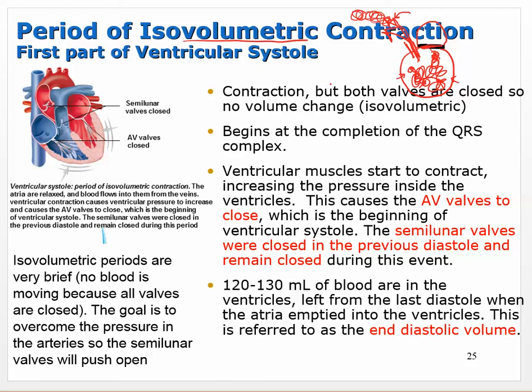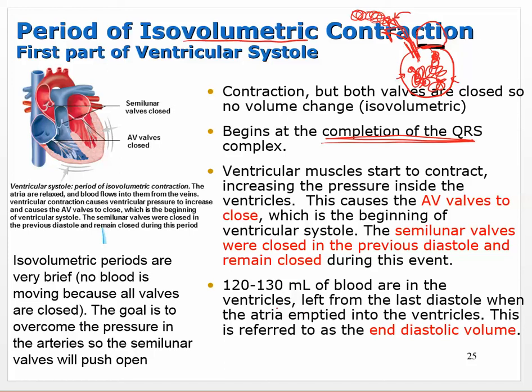Okay, so contraction, both valves are closed, so no volume change, begins at the completion of the QRS complex. Well, the QRS complex is depolarization of the ventricles, which leads to ventricular contraction, so yeah, that makes sense. Ventricular muscles start to contract, increasing the pressure inside the ventricles, and initially those AV valves are going to close so it doesn't leak back into the atria. The semilunar valves were already closed, and so you've got squeezing. Isovolumetric just means that both valves are closed and it's squeezing.